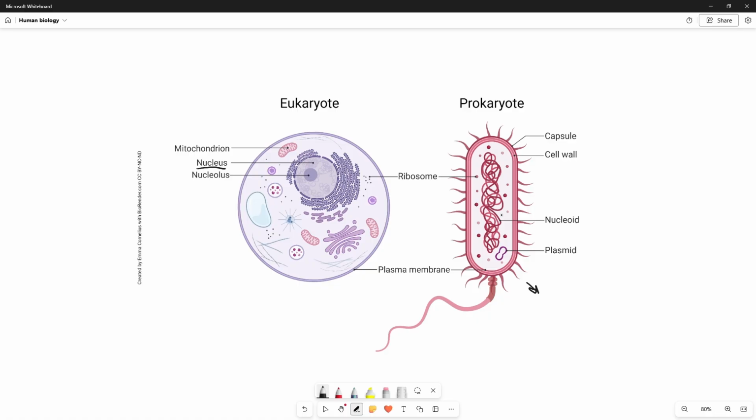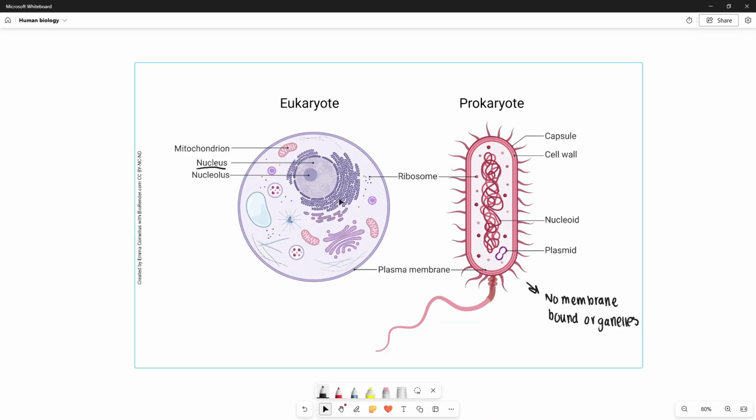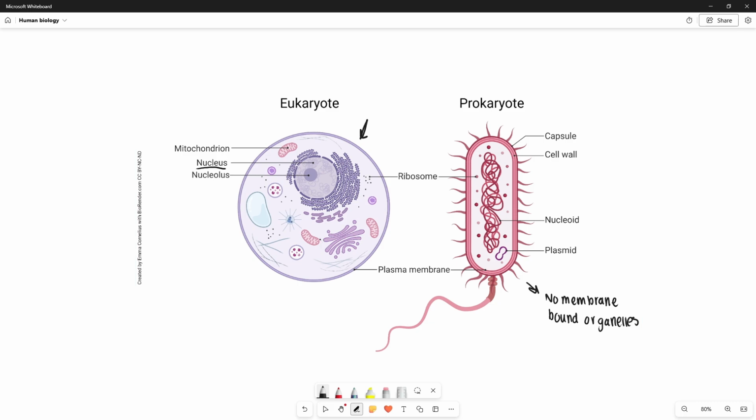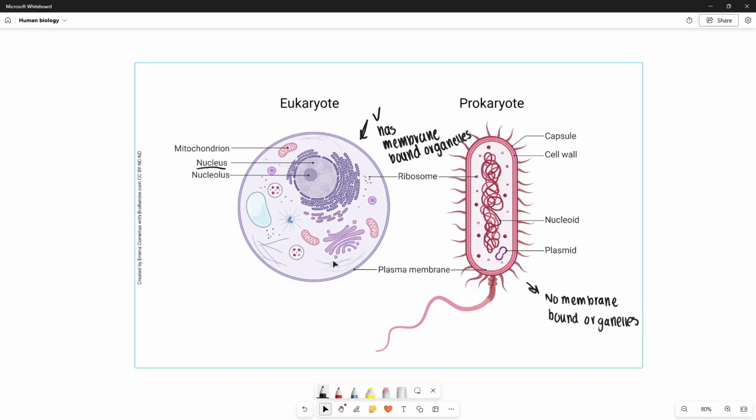This has no membrane-bound organelles. Well, this does. It has membrane-bound organelles. That is one major difference.